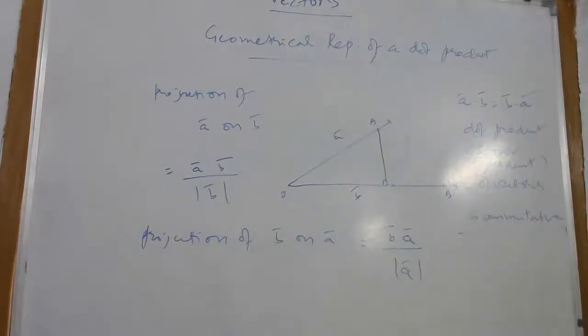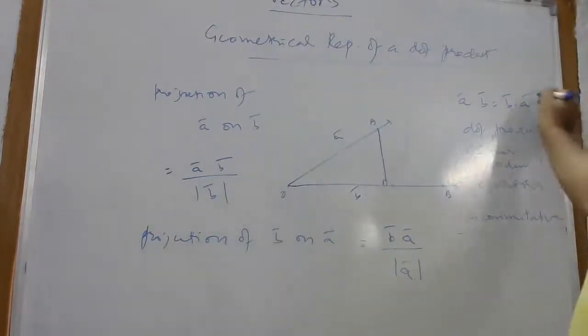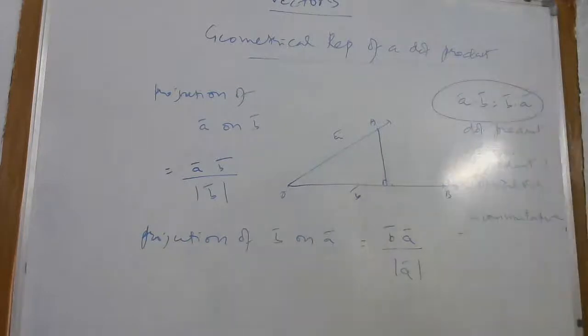Noted? Can I proceed? Have you noted? Dot product is always commutative. Can I raise the board?